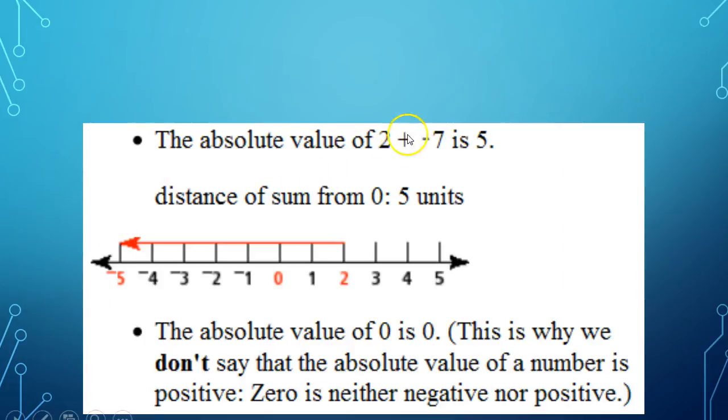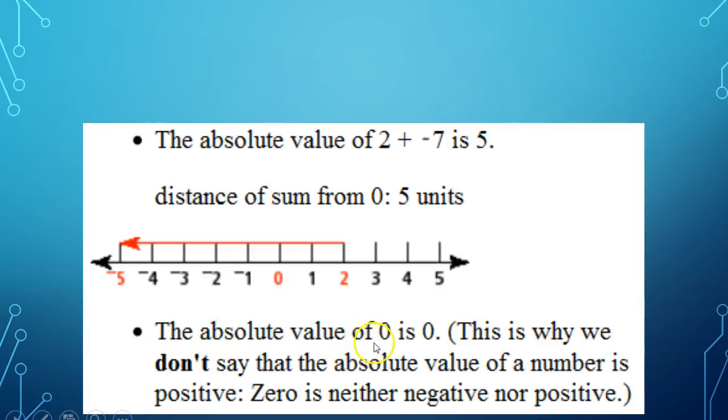So if I were to do a little expression, an equation has an equal sign, an expression doesn't. The absolute value of 2 plus negative 7 is still going to be 5, and here is why. If I start at 2, and then I go negative 7, 1, 2, 3, 4, 5, 6, 7, I'm at negative 5, but the absolute value of negative 5, its distance from 0, is still 5 units.